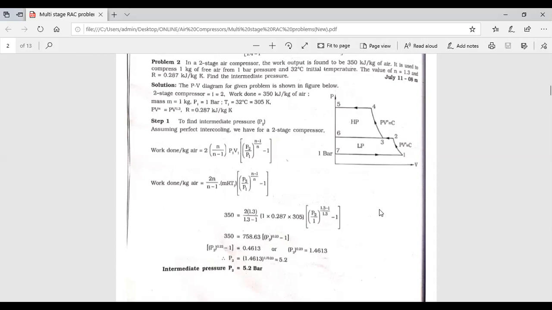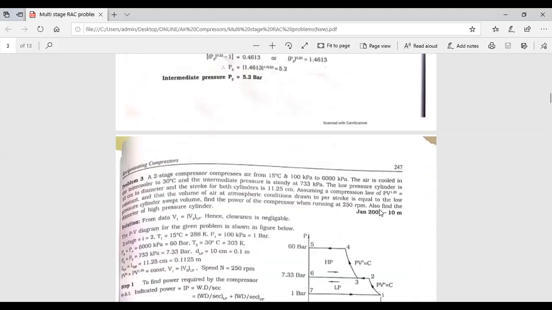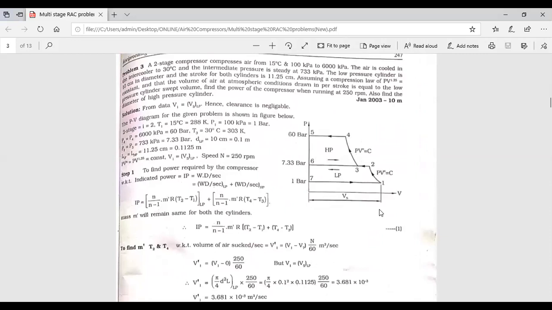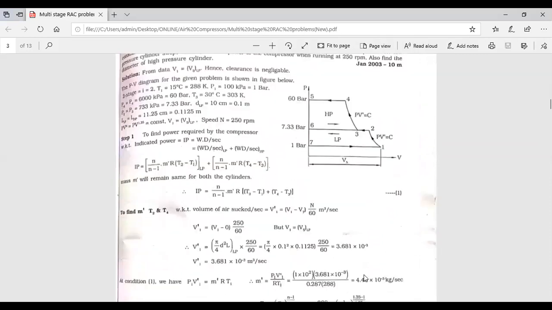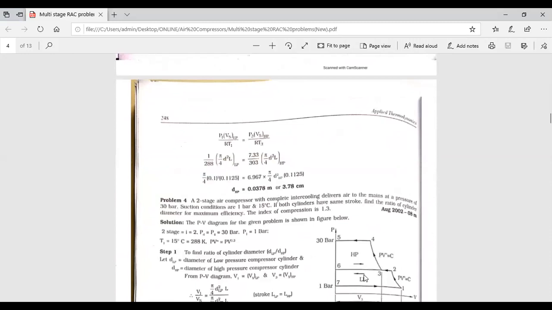So this is the second problem. Now I'll take another problem. This is of a different kind. Sometimes they may ask for the diameter of the LP cylinder and HP cylinder.